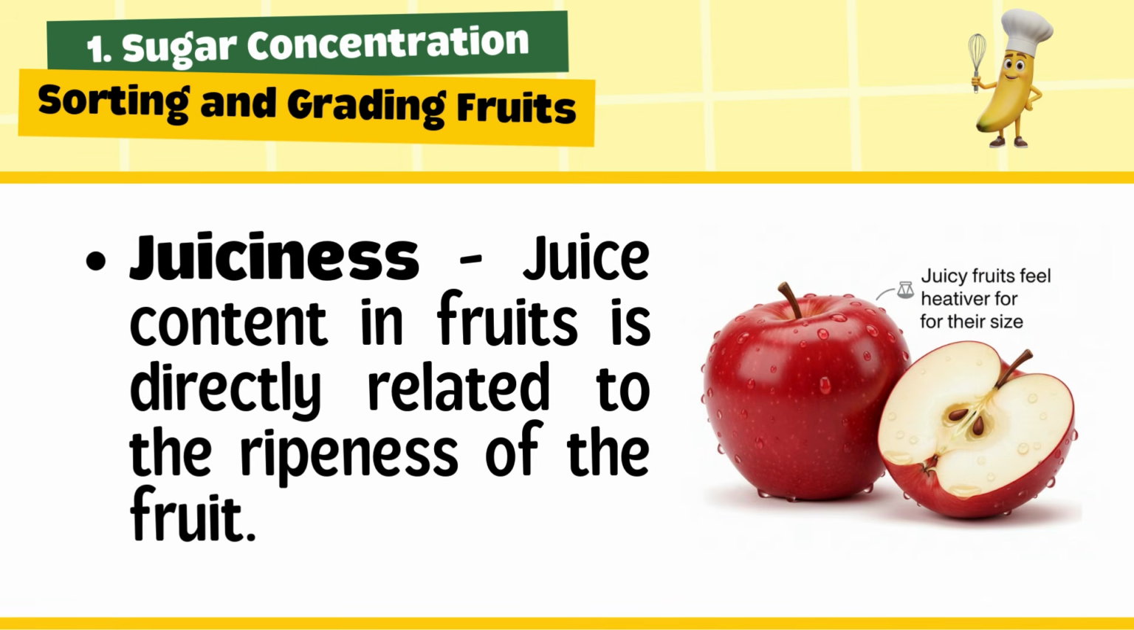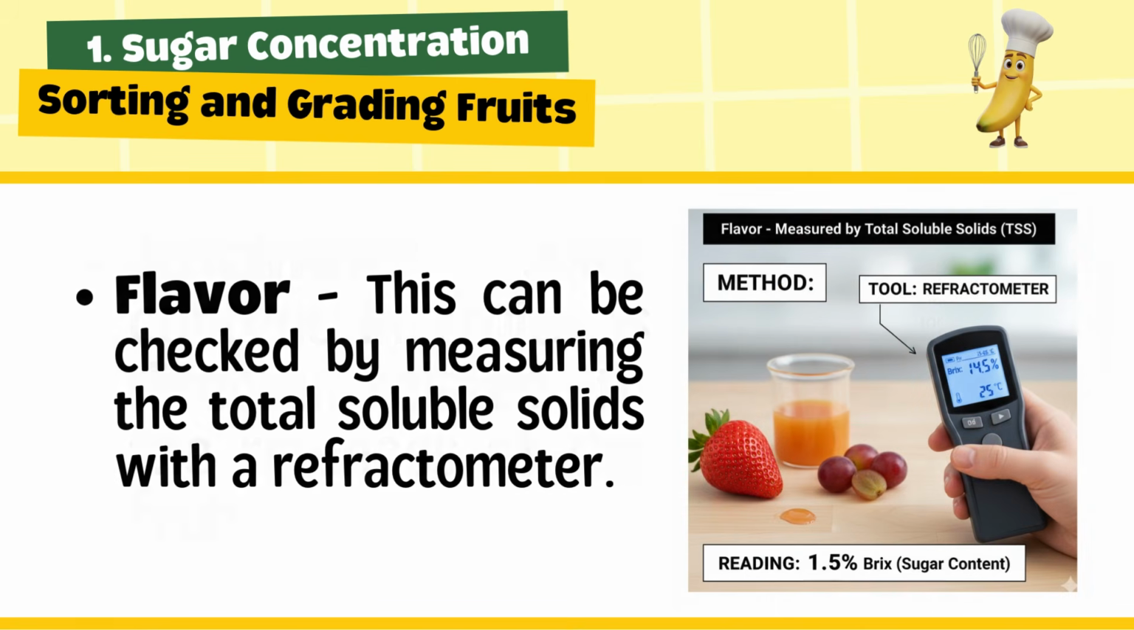Fruits should be ripe enough to eat, usually shown by their color and firmness. Juiciness. Juice content in fruits is directly related to the ripeness of the fruit. Ripe fruits usually have more juice, which is important for processing. Flavor. This can be checked by measuring the total soluble solids with a refractometer. The sweetness can be checked using a tool called a refractometer. It measures sugar level.